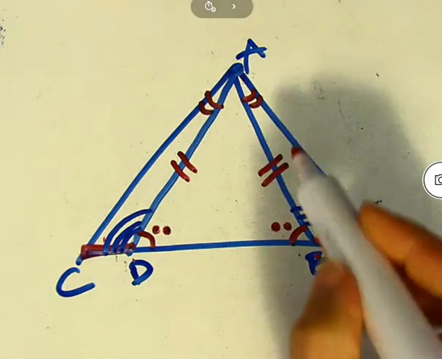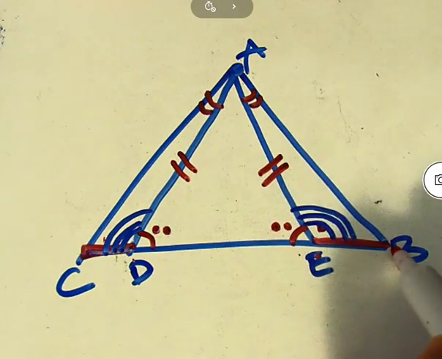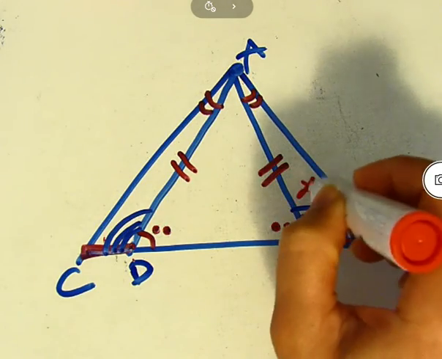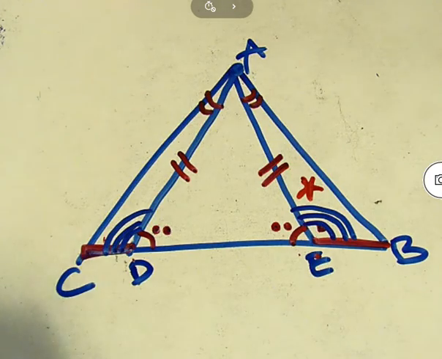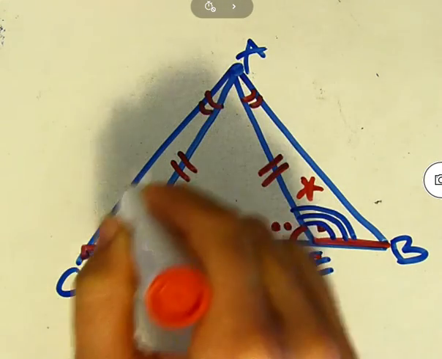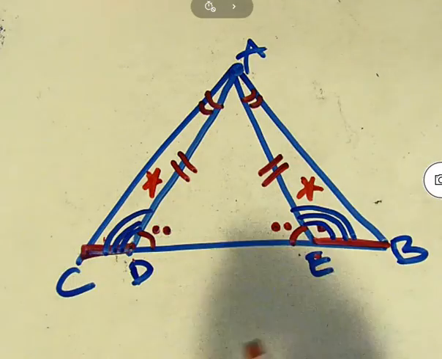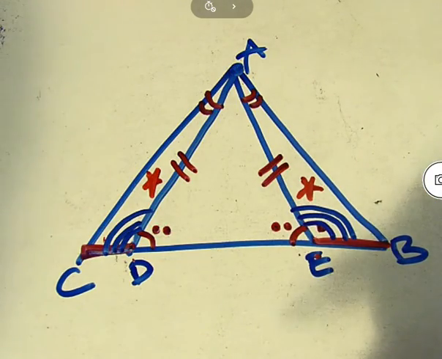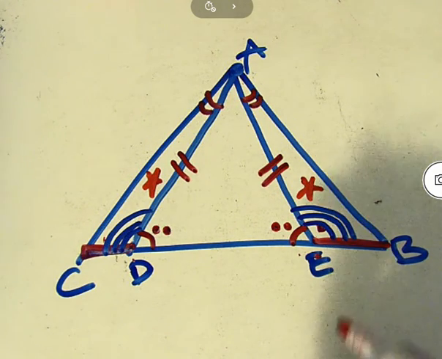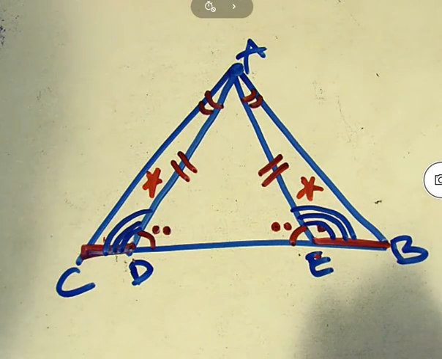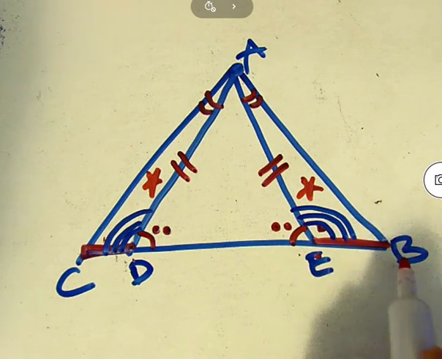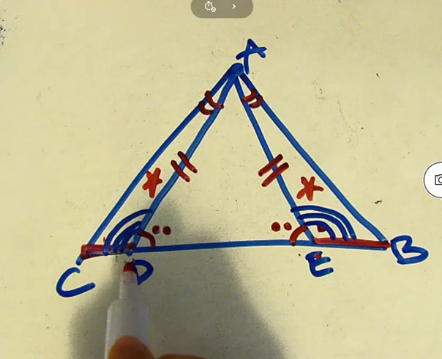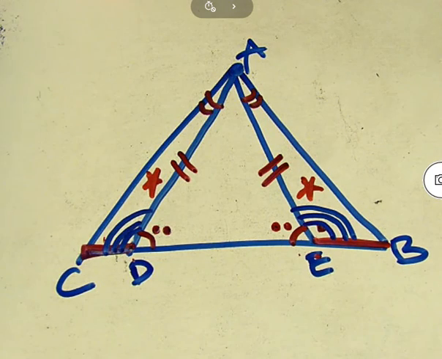Therefore, triangle AEB is congruent to triangle ADC by ASA, triangle congruence theorem. And then to conclude this proof, you can go ahead and say that segment EB is congruent to segment DC by CPCTC. And that concludes this proof.